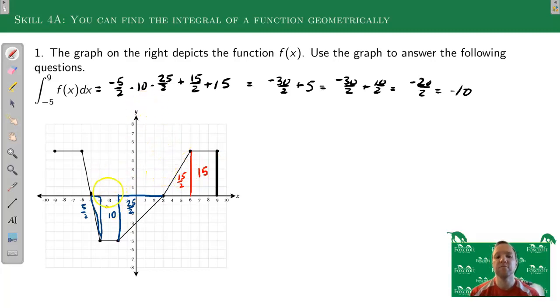But again, break it down into shapes. Generally, triangles and rectangles are the easiest ones. Find the areas of each of those shapes, and then just add them together, remembering anything below the x-axis is negative.